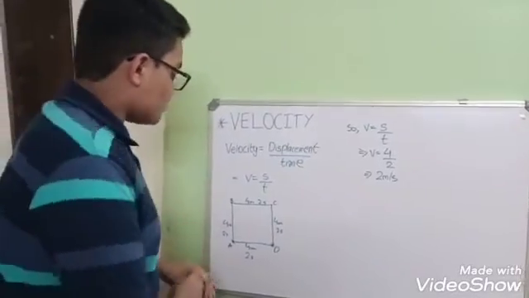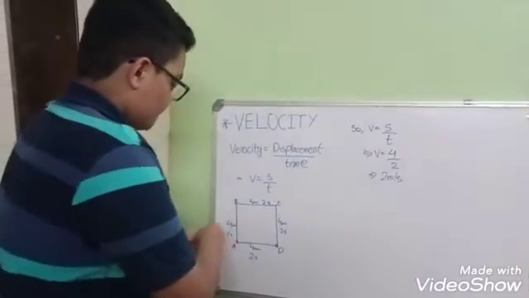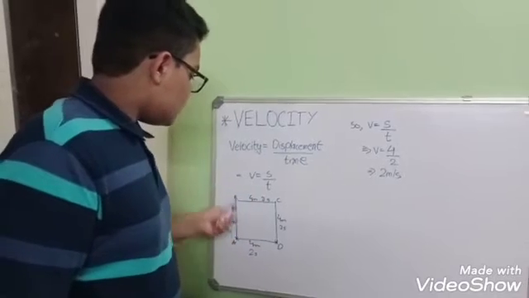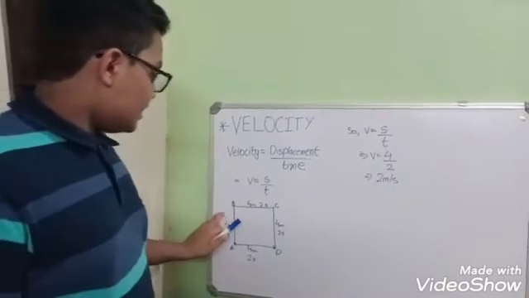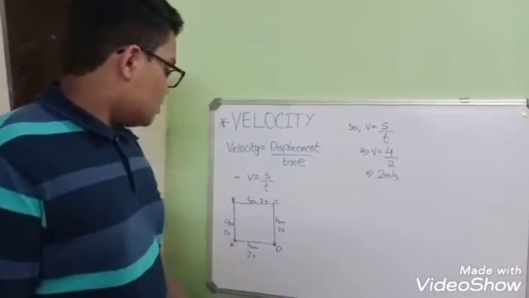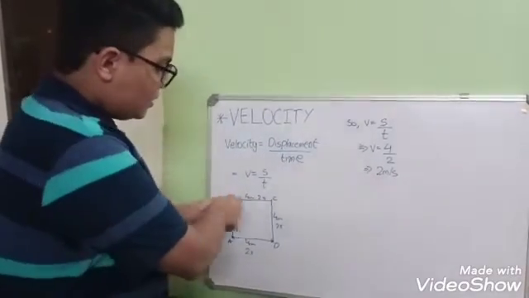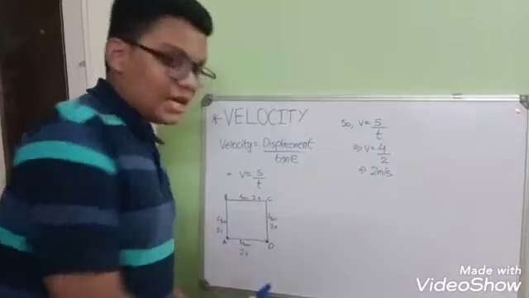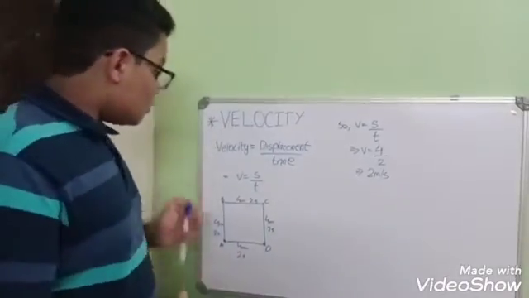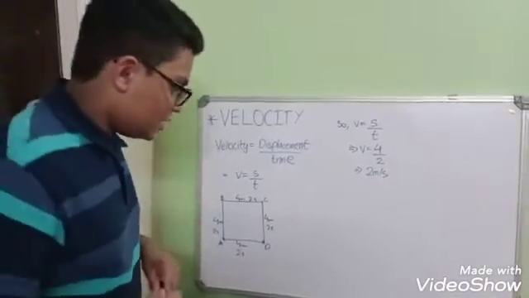So now here's the question. There's a square shaped path and each side is measuring 4 meter. A person moves from point A to point B, then to point C and then to D and stops there. Now we have to find the velocity.